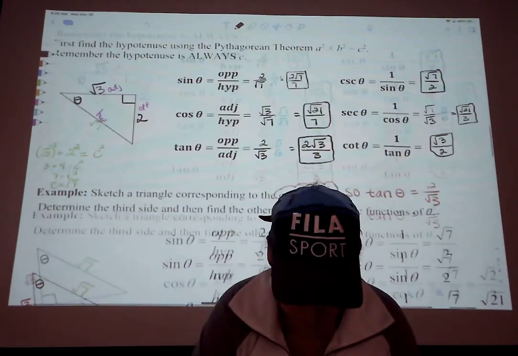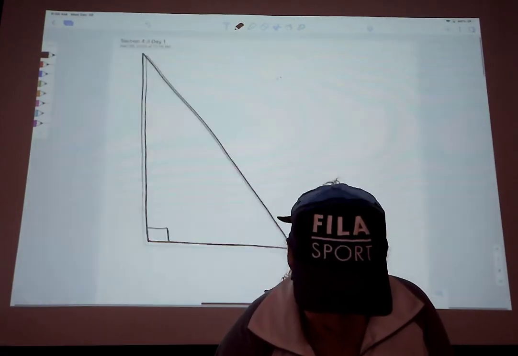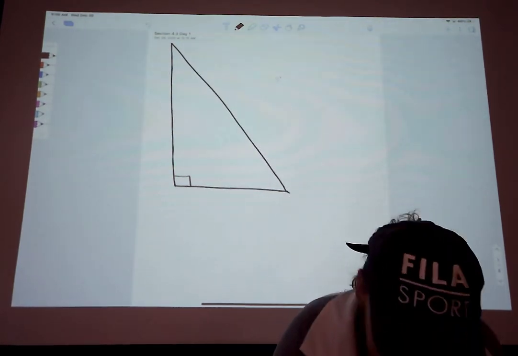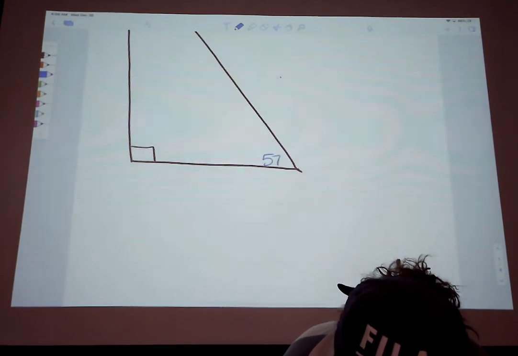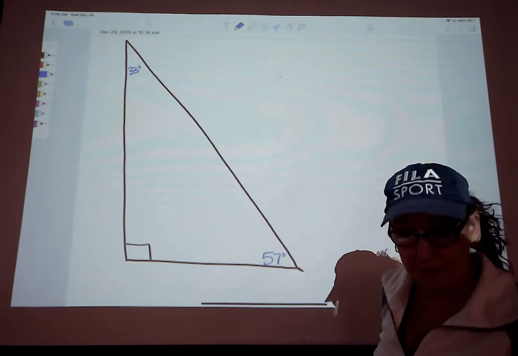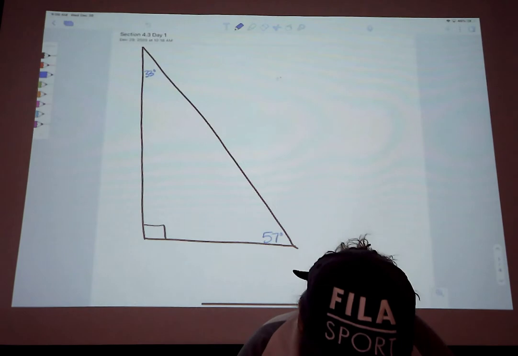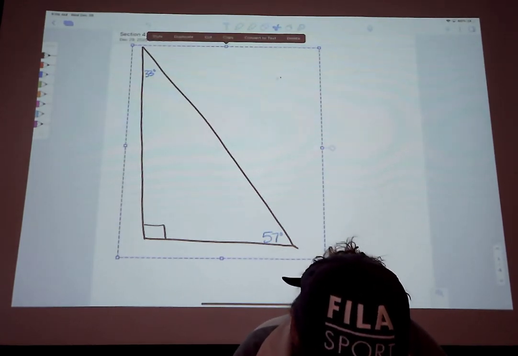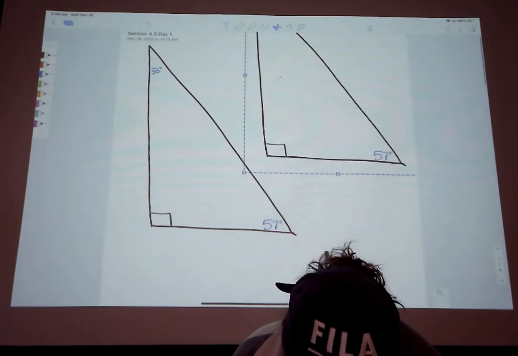Always. Let me show you something kind of cool. I drew this triangle kind of freehand, and then I took a protractor and measured it. And what I got was this angle was 57 degrees, and this angle was 33 degrees. And they add to 90. So yeah, now I'm gonna copy this triangle, paste it, shrink it.